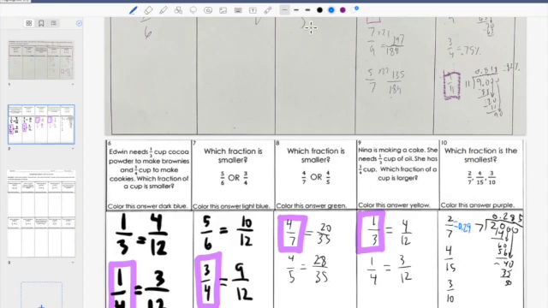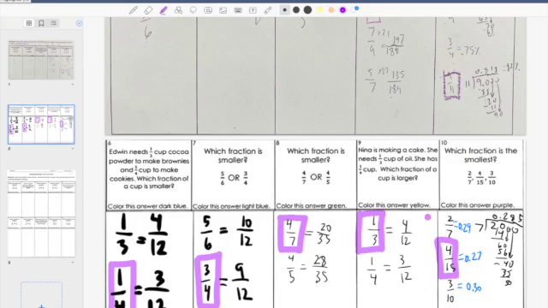Okay. 4 divided by 15, I should say. If you divide those two, 4 divided by 15, that calculates to 0.26 repeating. So we can round it to 0.27, and then this one is 30%, or 0.3. So the smallest is clearly 4/15.